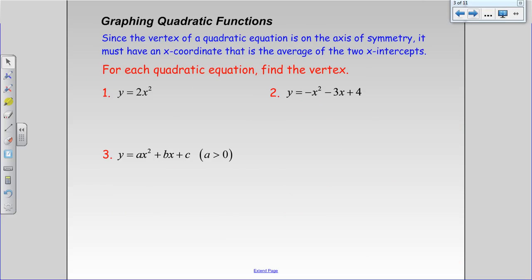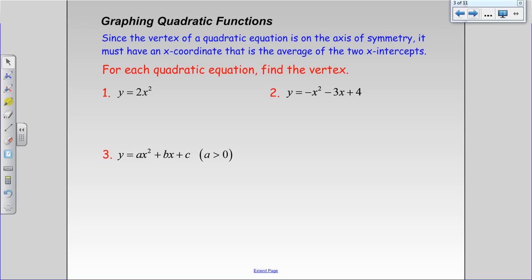Now the intercepts are a good place to start when drawing the graph of a parabola, but they're usually not enough information to get a full picture of what the parabola looks like. So it's also helpful to be able to find the vertex of a quadratic equation when you want to draw its graph. So let's look at each of these three equations and discuss how we can find the vertex from the equation. In example number 1, we have y equals 2x squared.